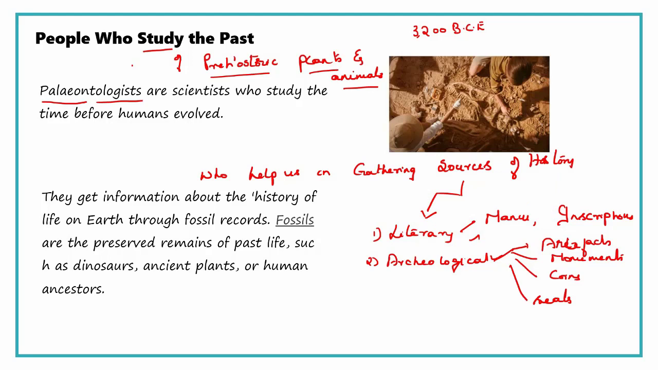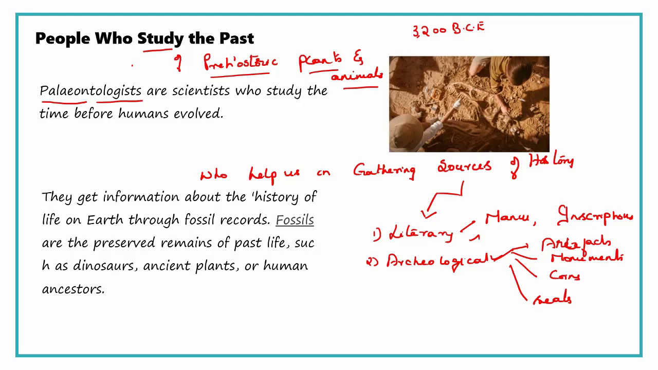Like this, the paleontologists study the history of plants and animals in prehistoric periods. By studying this, we come to know what type of animals existed in the prehistoric period. Now we have tigers and lions, but what existed back then? Dinosaurs existed. How do we know there were dinosaurs? Through paleontologists we come to know.